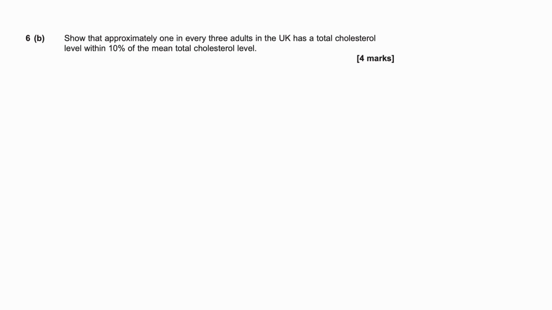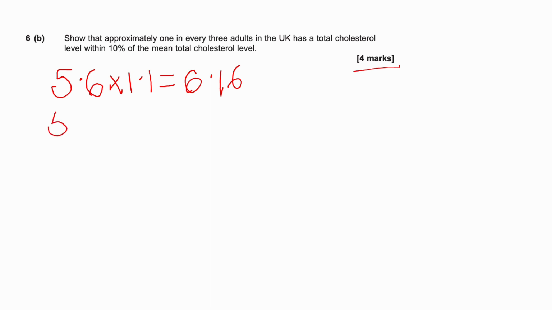So this next question asks us to show that approximately 1 in every 3 adults in the UK has a total cholesterol level within 10% of the mean total cholesterol level. So 4 marks. We know the mean is 5.6. So 10% either way. We can multiply it by 1.1 to get 10% more, and that gives us 6.16. We can also multiply it by 0.9.